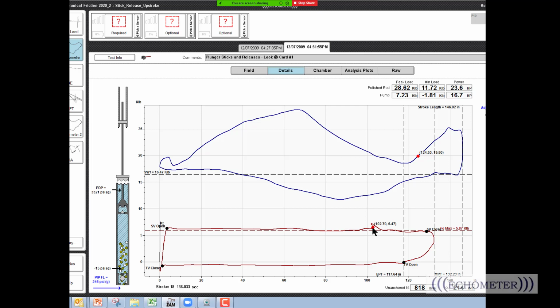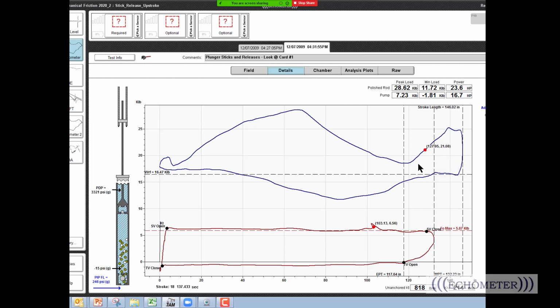And so when you get to the very top here, right about there, then the plunger takes off. See the plunger's moving there, and the polish rod's not moving at all. It stored all that 20 inches of stretch as energy in the rod string, and so the release of the energy from here down to there is the plunger moving when the sticking force downhole has been overcome.